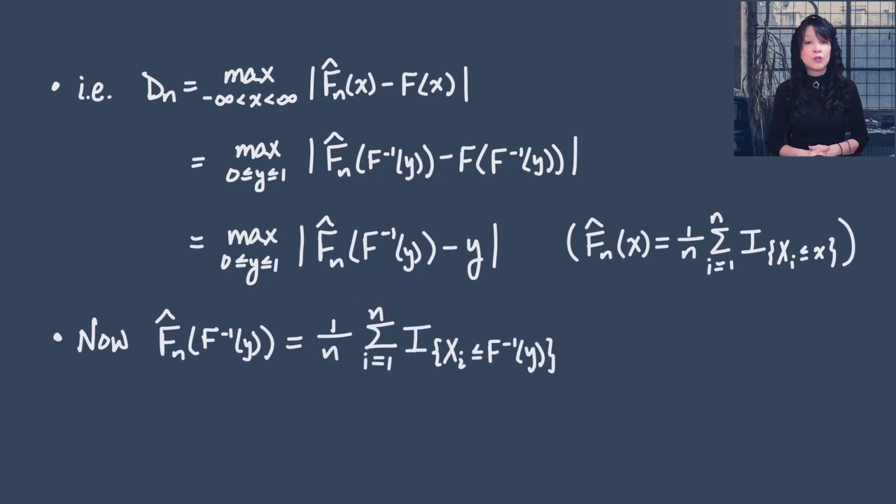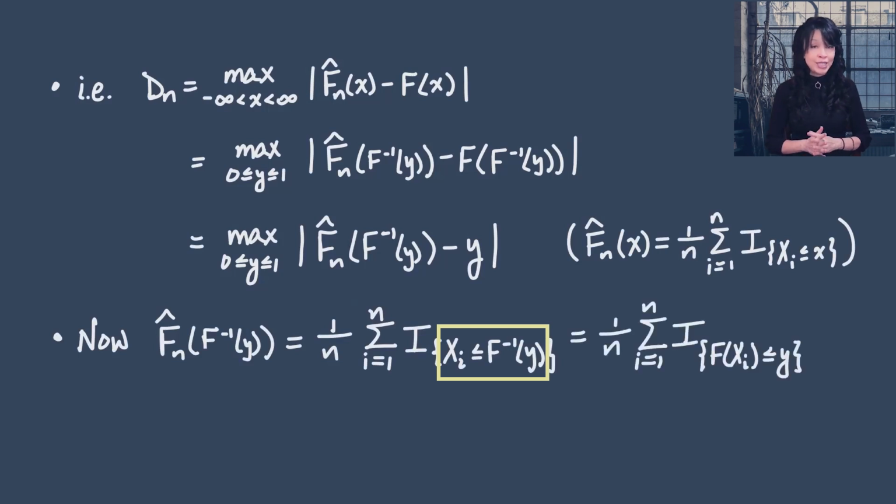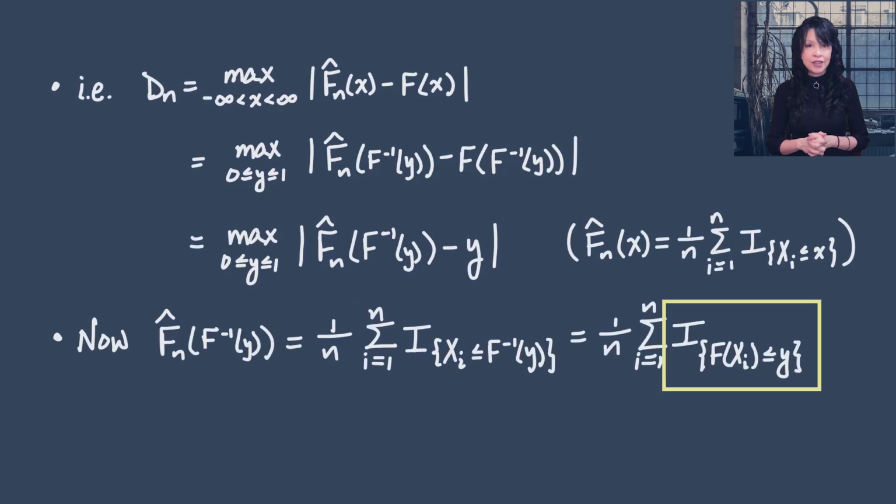The sum as i goes from 1 to n of the indicator that says that capital X_i is less than or equal to F inverse of y. I'm going to apply capital F to both sides of this inequality to get an equivalent event. We did say that capital F was strictly increasing here. And we end up with this indicator and the indicated event being F of X_i is less than or equal to y. But what did we just say about something like this?